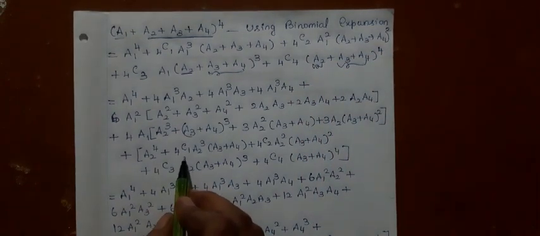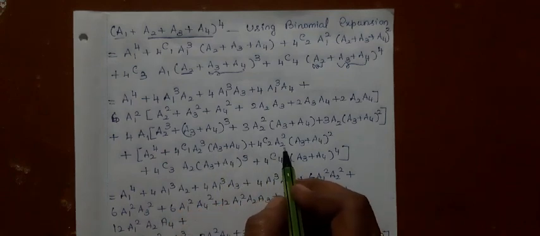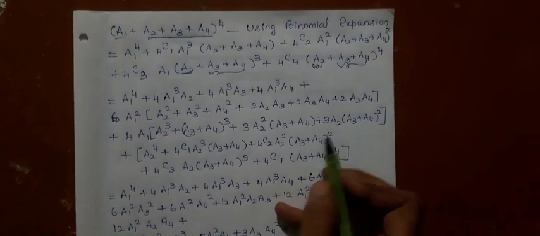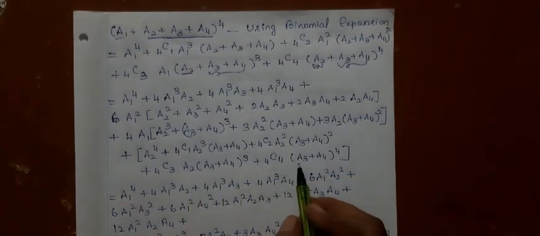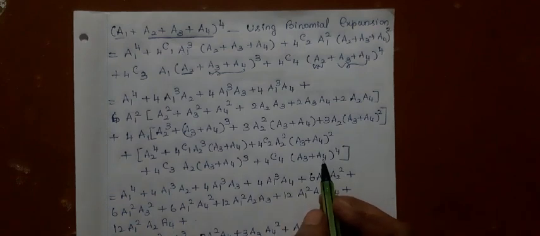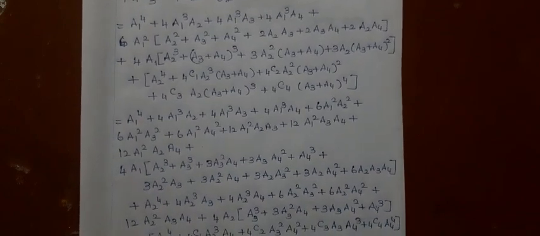a2 power 4 plus 4C1 a2 cube (a3 + a4), 4C2 a2 square (a3 + a4) the whole square, plus 4C3 a2 times this term power 3, 4C4. Okay, you can pause the video and do it on your own, and check out the answers. See, I am going to the next step.